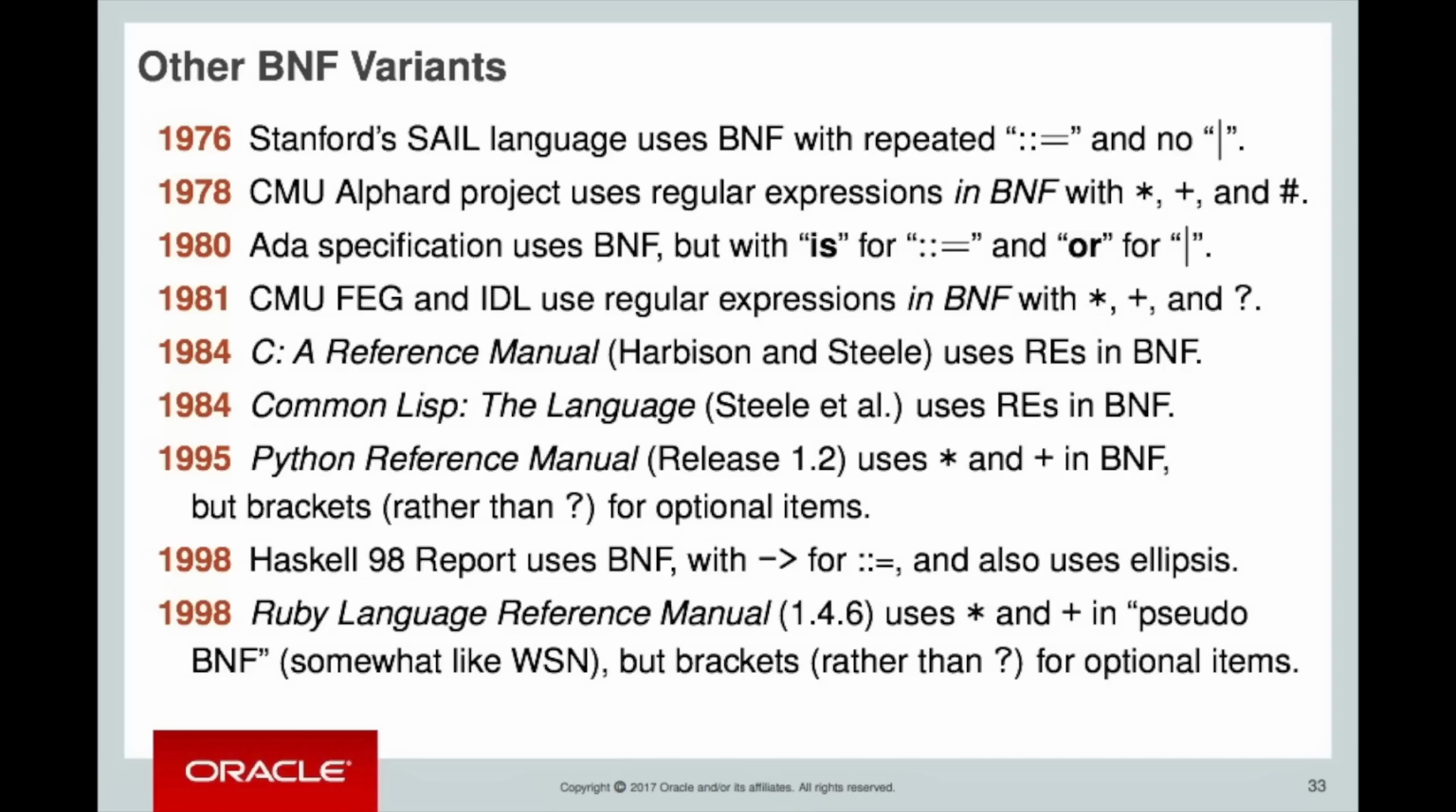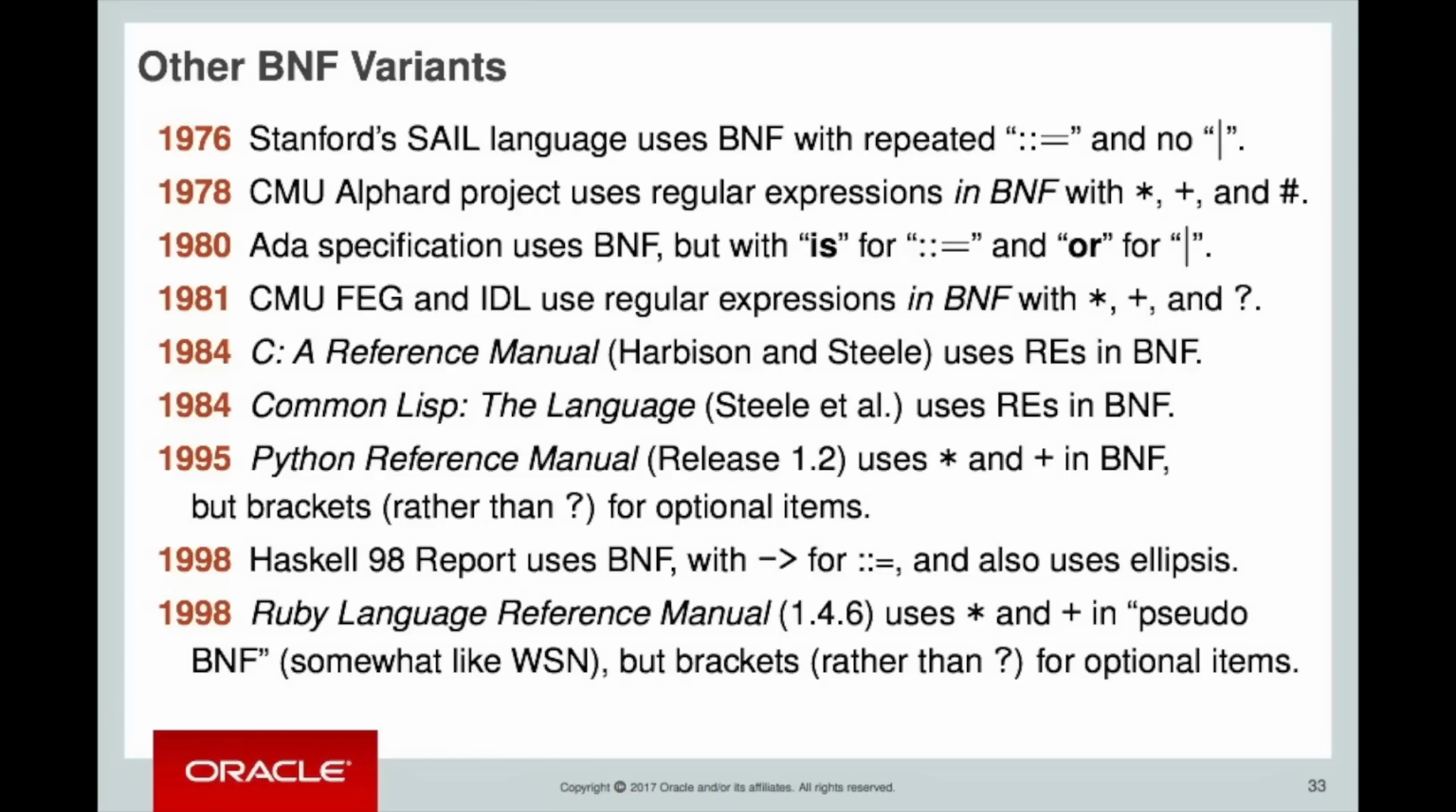Okay, a quick rundown of some other BNF variants. In 1976, Stanford's SAIL language uses BNF, but instead of using a vertical bar to separate alternatives, it just repeats the colon equals. Why? I have no idea. In 78, the Alphard project used a funny version of regular expressions, as I said before, but it uses them in their BNF notation. And this is the first example I found of actually integrating regular expression notation for indicating the repetition with BNF.